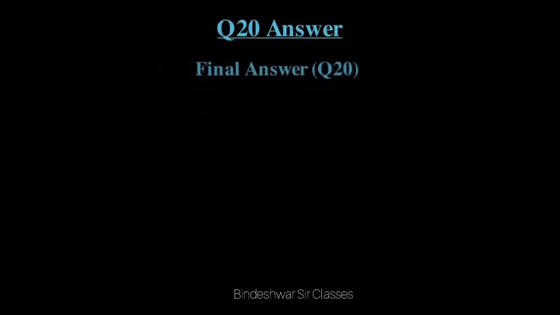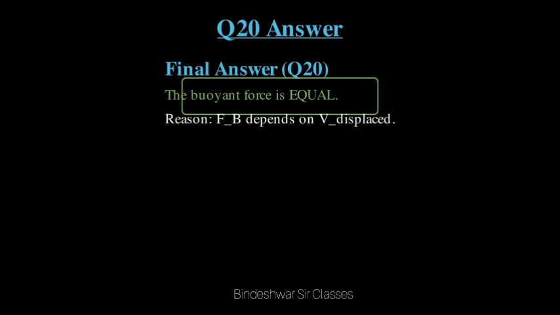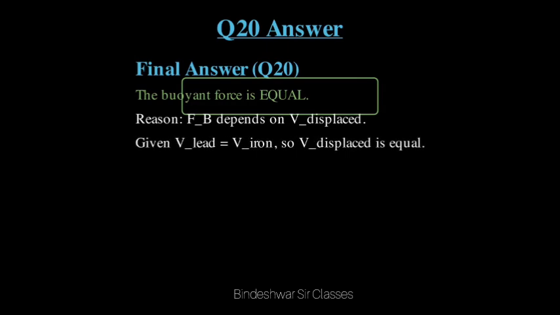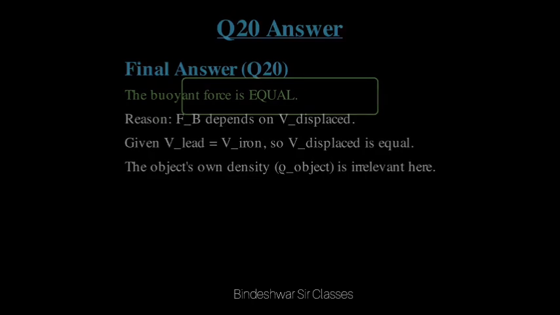So, for your exam answer, you should state it clearly. The buoyant force on the lead object is equal to the buoyant force on the iron object. The reasoning is that according to Archimedes' principle, the buoyant force depends on the volume of the displaced fluid. Since both objects have the same volume and are fully submerged in the same fluid, they displace an equal volume of water, resulting in an equal buoyant force. The objects' own densities do not affect the buoyant force.